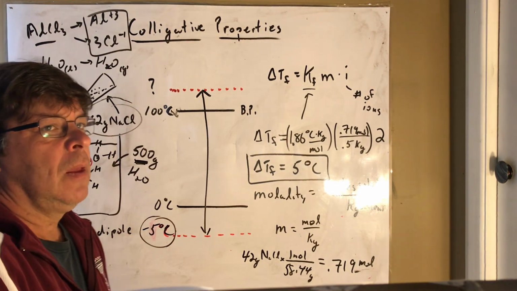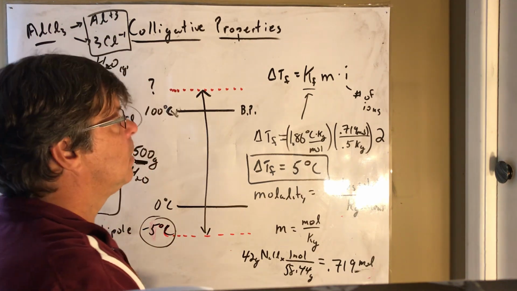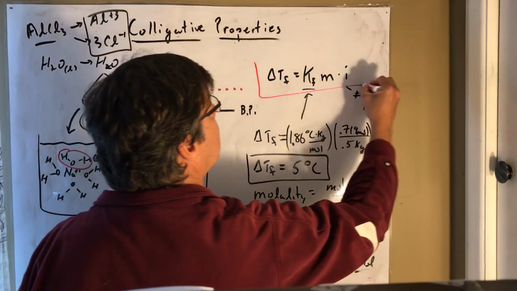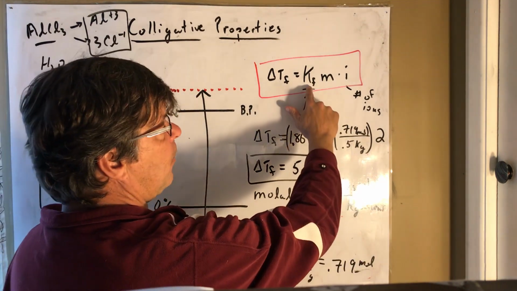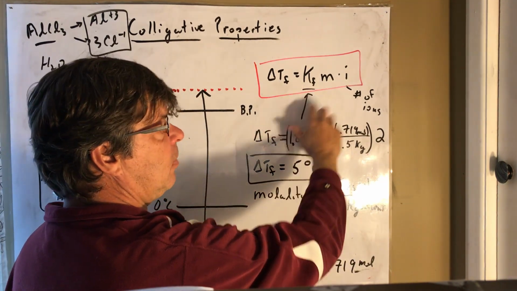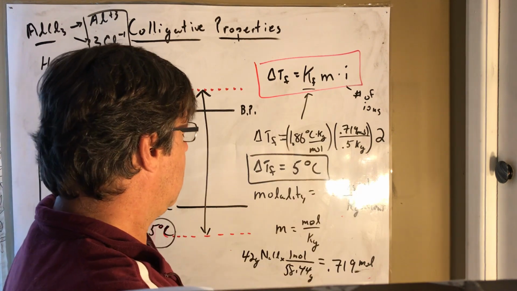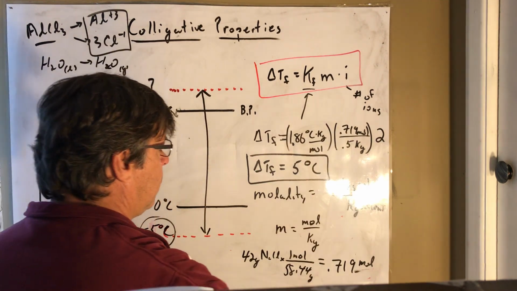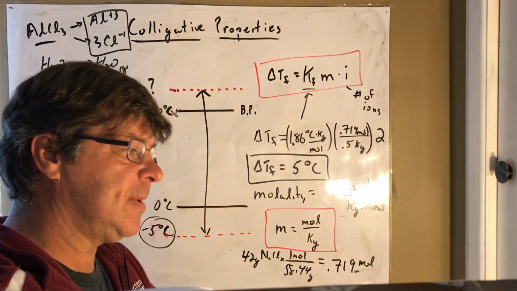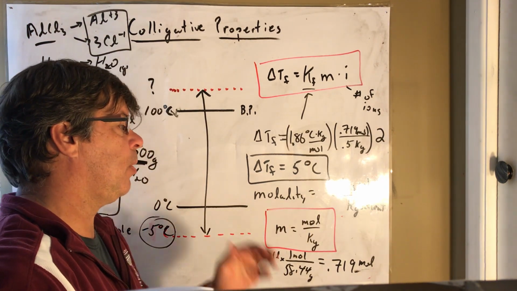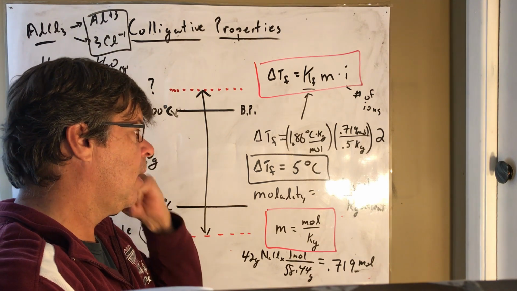All right, so this is new right here. If it's boiling point elevation, we'll have a different constant. We make that a B. We still have molality and I. This is new as well. Molality, little m, is equal to moles of solute per kilogram of solvent.